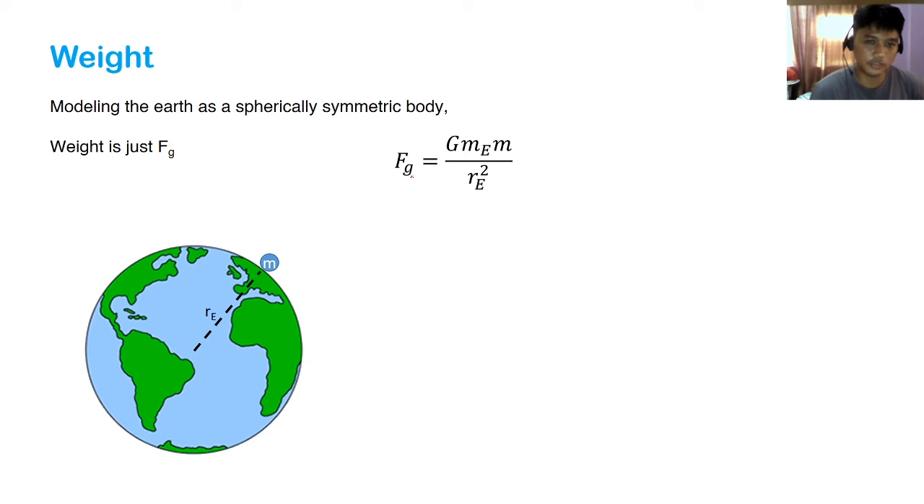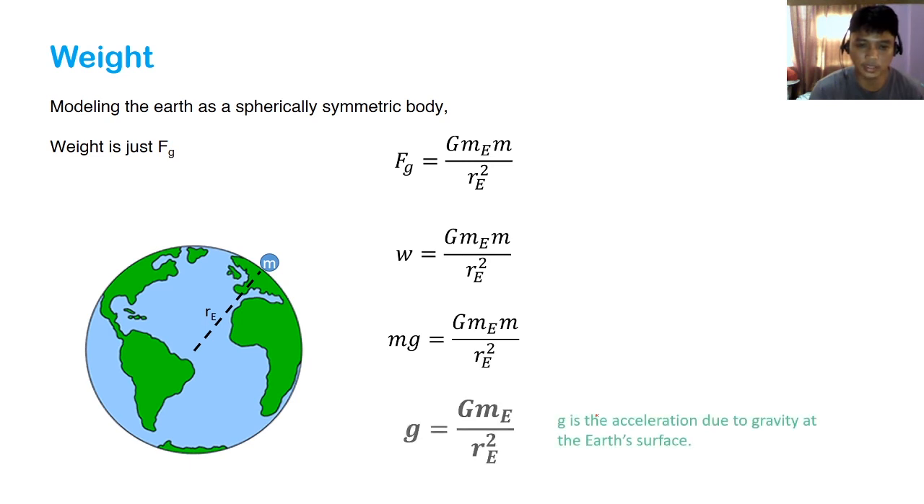You know weight is just F_g, so we substitute F_g to be weight. W is equal to G M_E m over r squared. And our formula for weight is mg. And now m here refers to the mass of the object on the Earth. It appears on both sides of the equation, so we cancel that out. We now have a formula for the acceleration due to gravity at the Earth's surface: g equals capital G, the gravitational constant, times M, the mass of the Earth, over r squared, where r is the radius of the Earth.